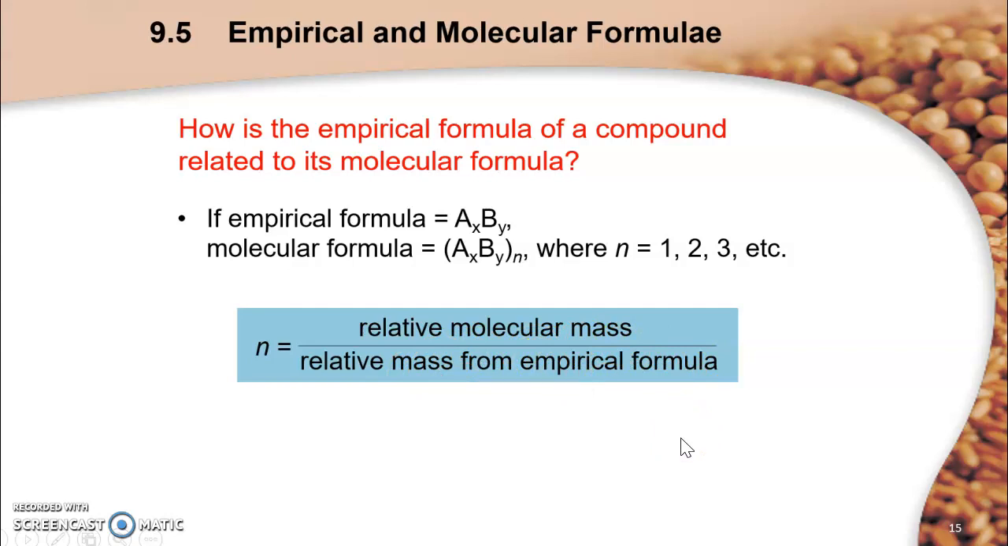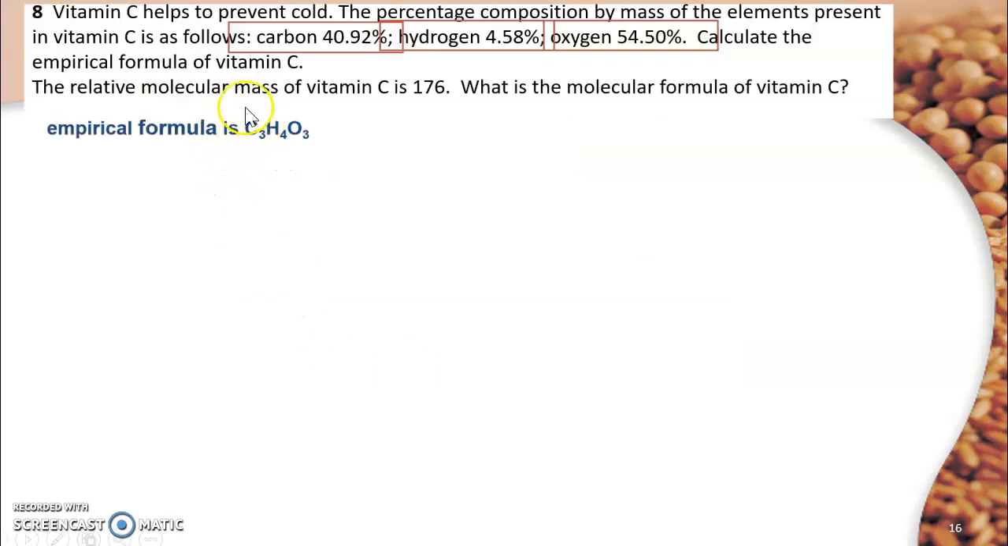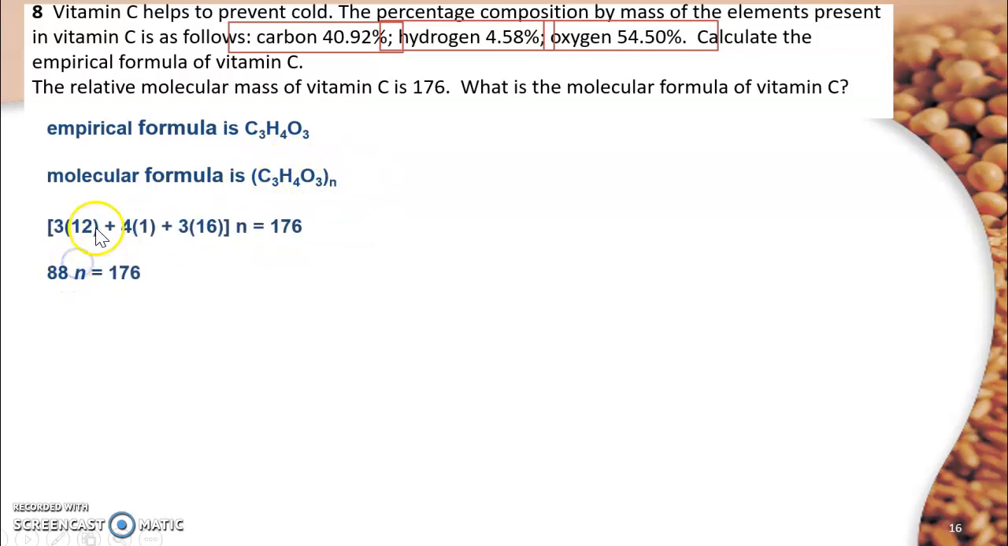I'm going to give you an example using the previous question 8. In question 8, we found out that the empirical formula is C3H4O3. So this means that the molecular formula is represented something like this. Now you need to find the value of n. You need to add up the empirical formula mass times n, which will equate to 176. Referring to the previous formula just now, 88n equals 176. So when you calculate it, you get n equals 2.